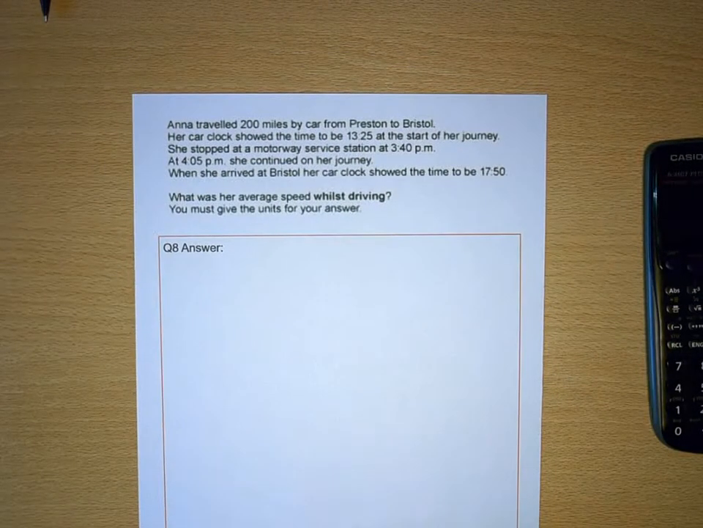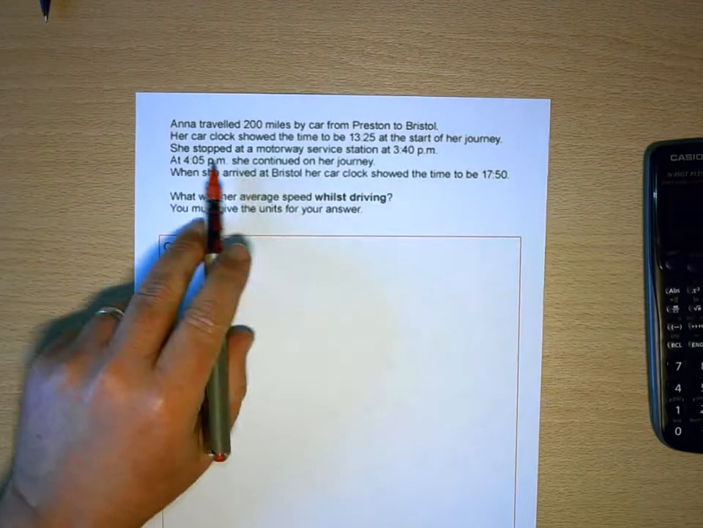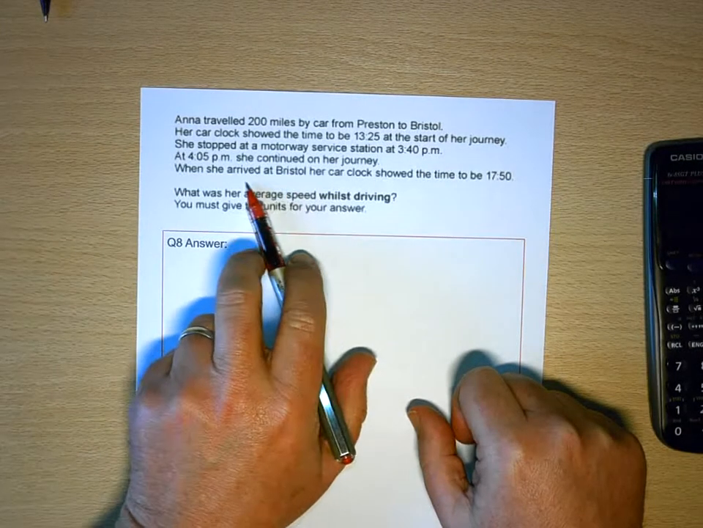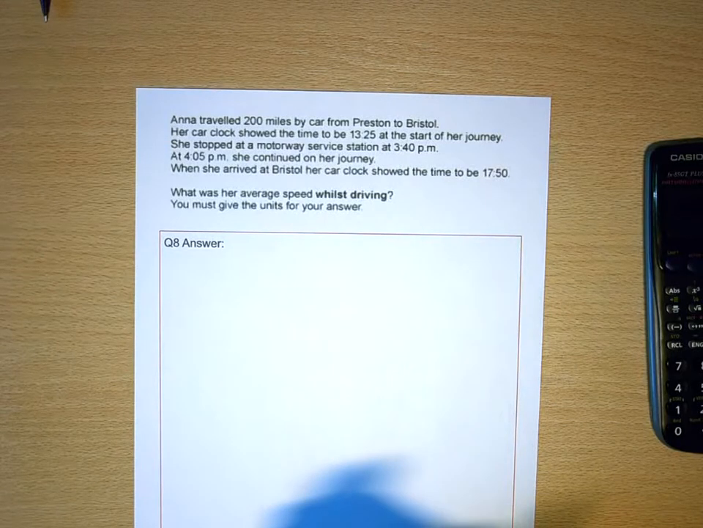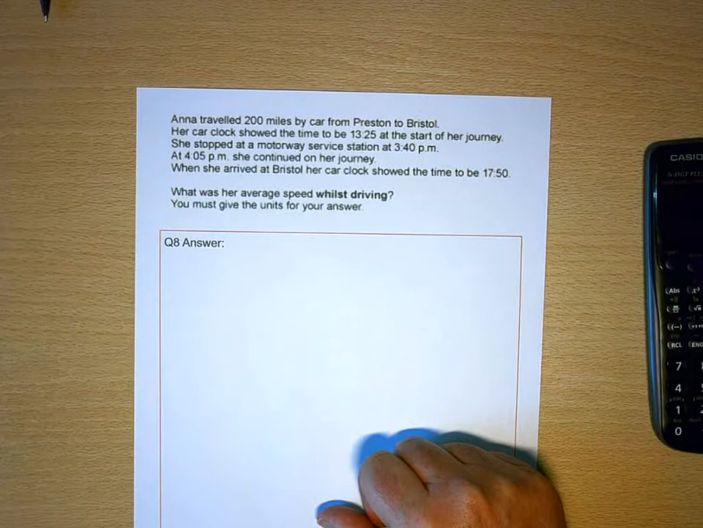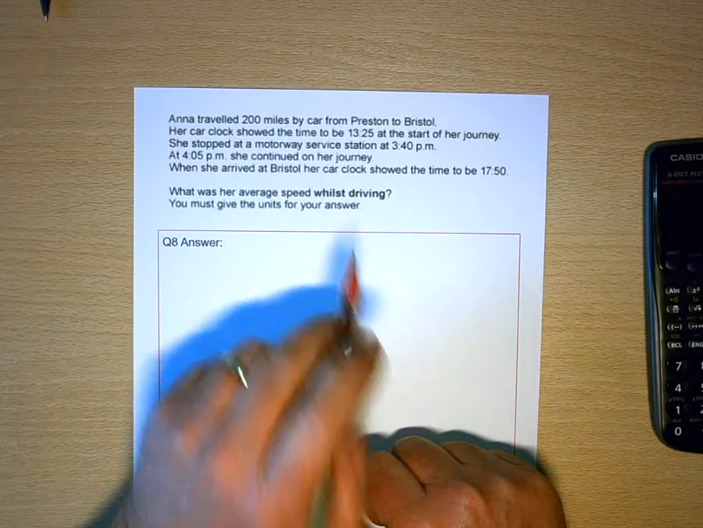Question 8. Anna travelled 200 miles by car from Preston to Bristol. Her car clock showed the time to be 13:25 at the start of her journey. She stopped at a motorway service station at 15:40. At 16:05 she continued on her journey. When she arrived at Bristol, her car clock showed the time to be 17:50. What was her average speed whilst driving? So the distance part of that is easy. It's 200 miles. We've got to work out how long she was actually driving for.